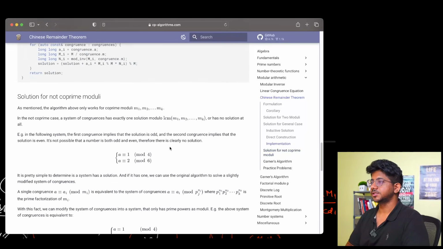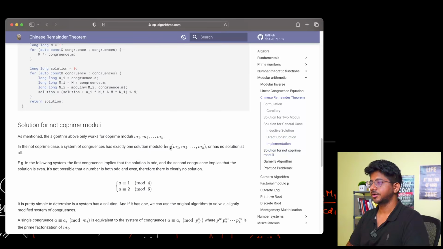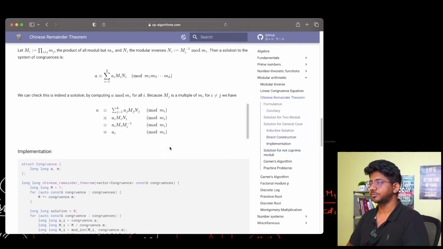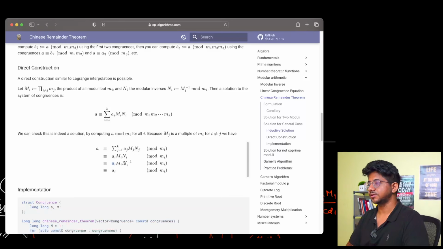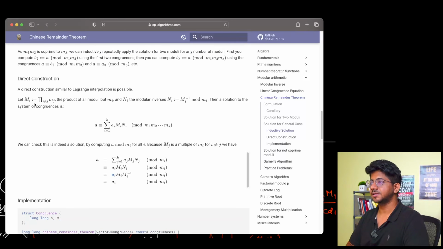Okay, so this is the solution for non-coprime moduli. For the coprime ones, you have a very simple solution like this. There is an equation which says that m1 is nothing but the product of every modulo, not including it. You can try and find out this equation. This is a solution for this, an always-known solution. Multiply it with that.